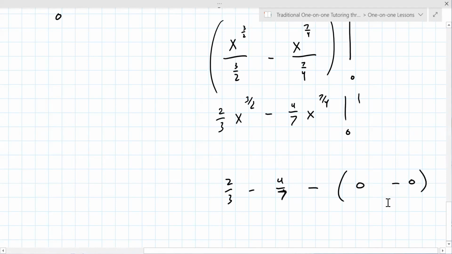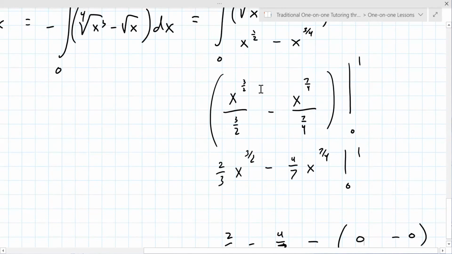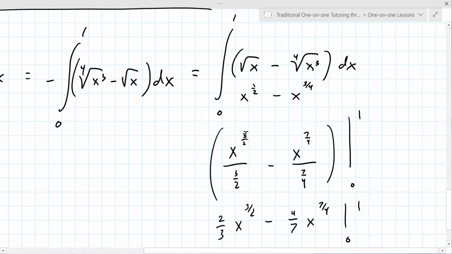How'd you get 2/3 and the 4/7? So you have to add 1 to 1/2 to get 3 halves. Do you follow that? Yeah. And then you divide by the same exponent. But when you bring it up, you flip the fraction. You flip whatever's in the bottom to become 2/3. Oh, right. Reciprocal. Yeah. It becomes 2/3 x to the 3 halves, and then you put the 1 in there.